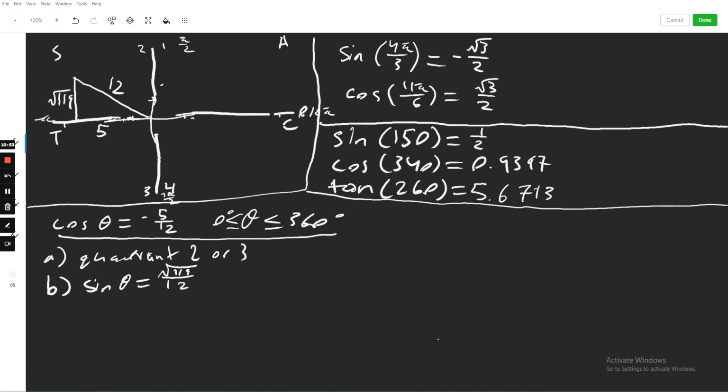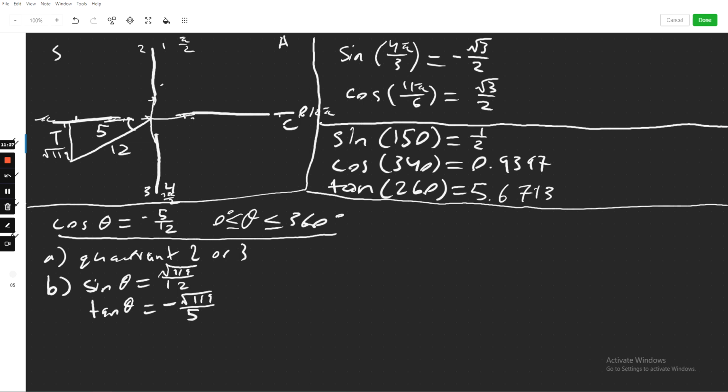Or it could be tangent theta. If it were still in the second quadrant, that would be negative root 119 over 5. Now let's just say that it were in the third quadrant, actually. It would be about here. So this would be root 119, this would be 12, whatever angle.